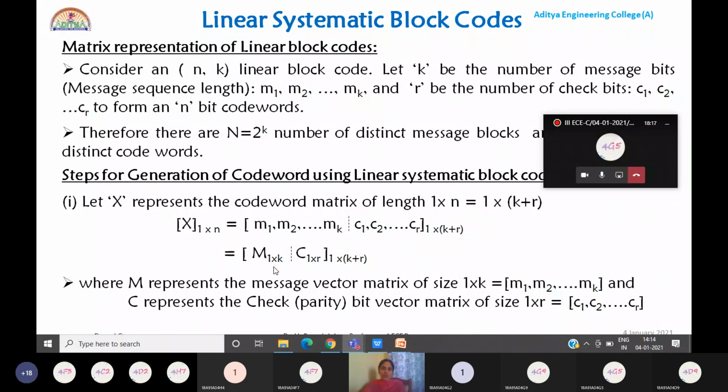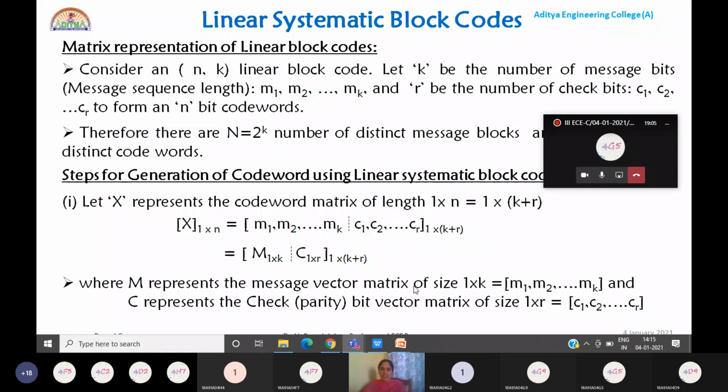So actually the message bits are known to you, and the r check bits you have to calculate in order to represent the code word. Once you generate the code word, it will be sent via the channel. Instead of directly transmitting the message bits, a sequence of code words will be transmitted via the channel. So k message bits followed by r check bits form a code word, and a group of code words form a code word sequence. That code word sequence will be sent via the channel.